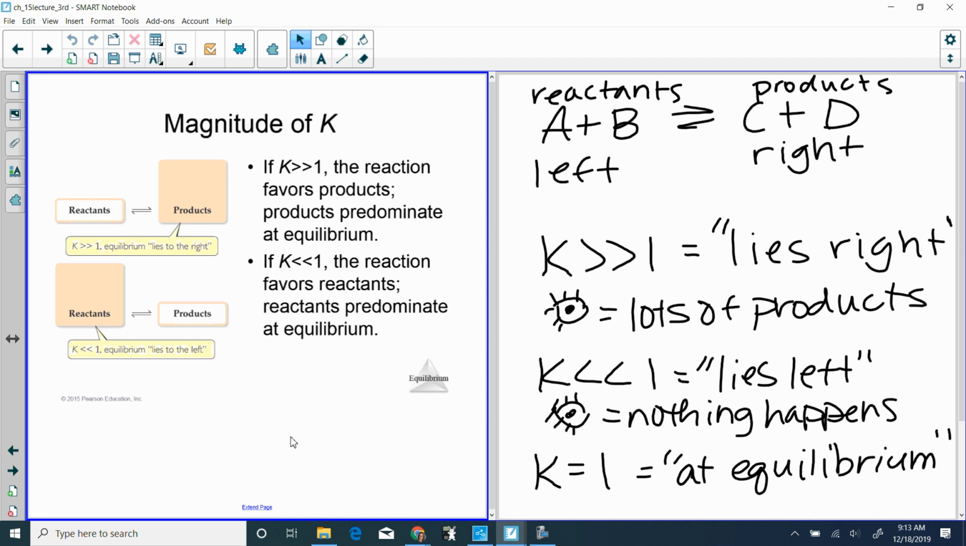Okay? We learned that when we plug numbers into our K equation, that number means something. When K is really big, that means it lies right, the product side. My eyeballs show, I see with my eyeballs lots and lots of products. If my K is really little, then I have lots of reactants. To my eyeballs, nothing happened. I didn't make anything new, okay?